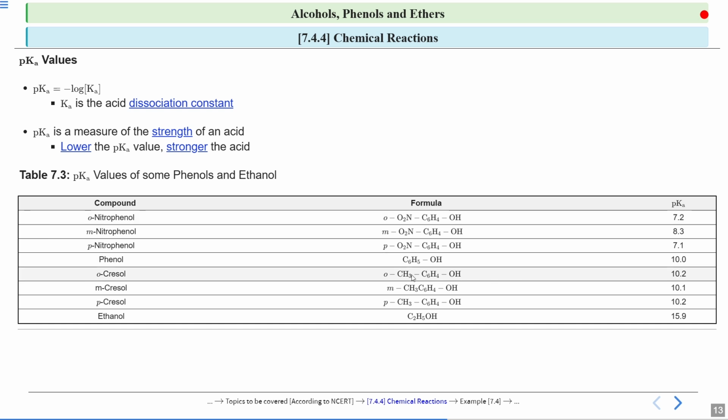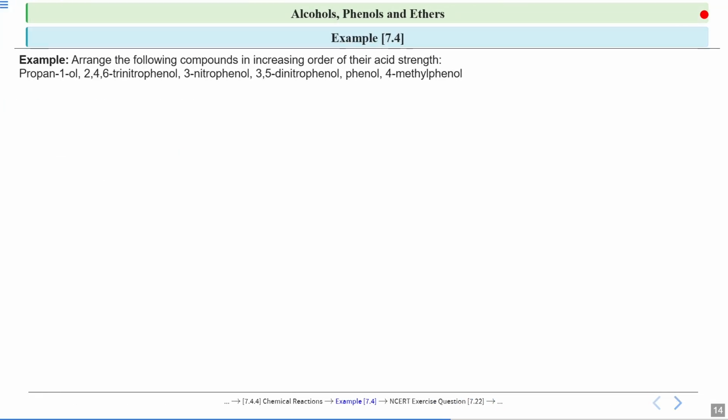If I talk about ortho, meta, and paracresol, then these are substituted phenols in which the OH group is attached. So you will see their pKa values are higher. So these are not the stronger acid, they are the weaker acid because pKa values are more. Okay, now we will solve one question.